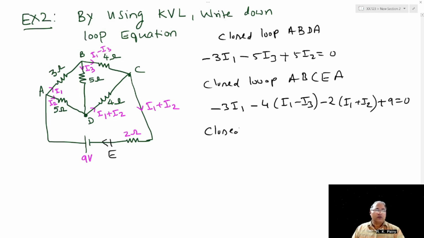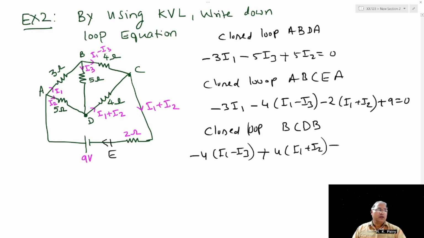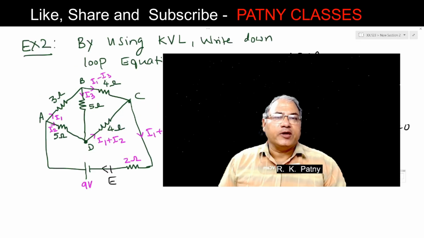Then for closed loop B, C, D, B: minus 4 (I1 minus I3), then plus 4 (I1 plus I2), then plus 5 I3 equals 0. In this way, we can get the loop equations by using KVL.